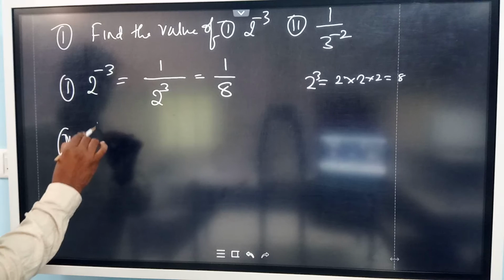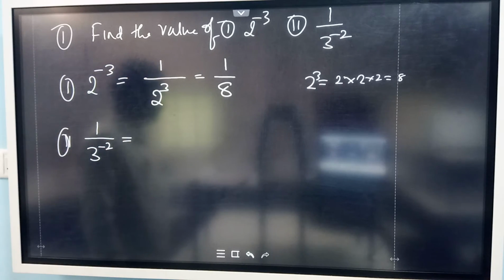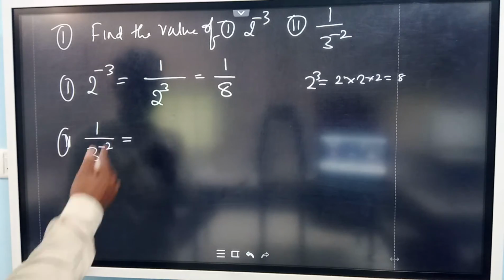Second question here, 1 divided by 3 to the power minus 2. So it is in the denominator. So once you take that one to the numerator, it becomes positive.